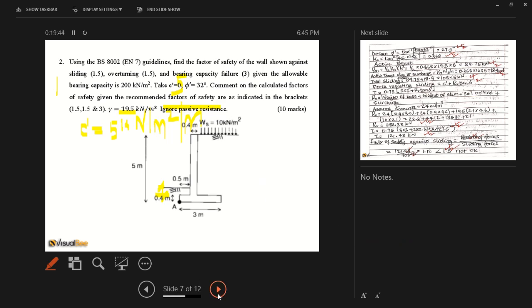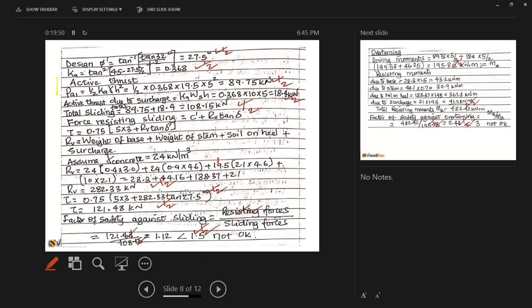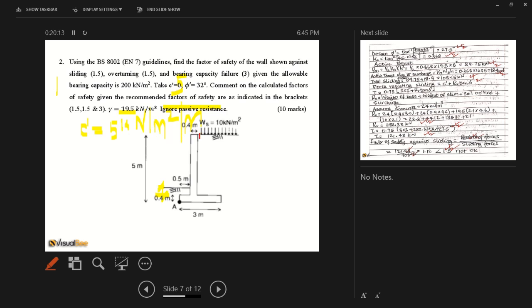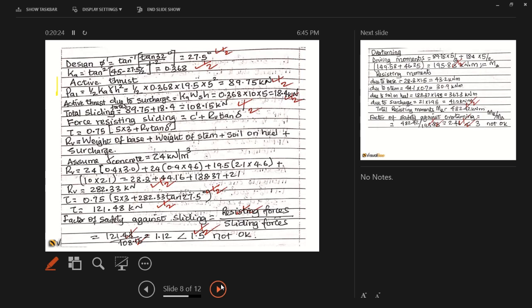Having said that, we have been specifically told to use BS 8002. So with BS 8002, we calculate a design phi using a factor of 1.2. Given this is 32, this gives a value of 27.5. That gives Ka as 0.368. So it should be easy. At the bottom here, the value is 0.368.